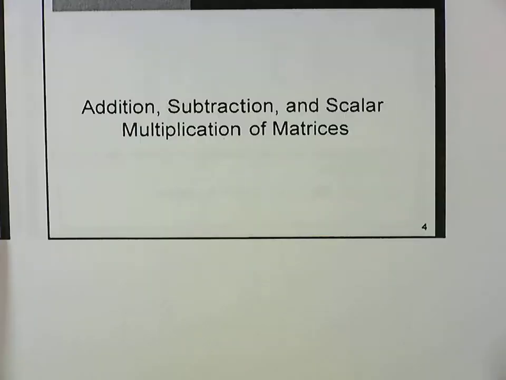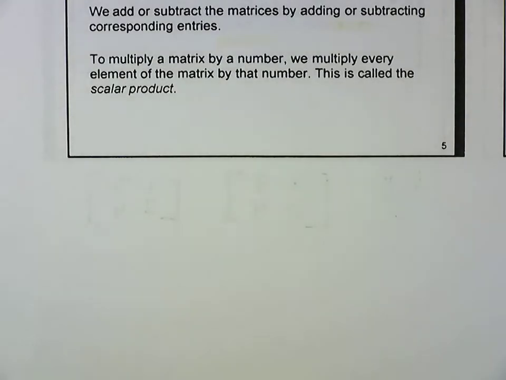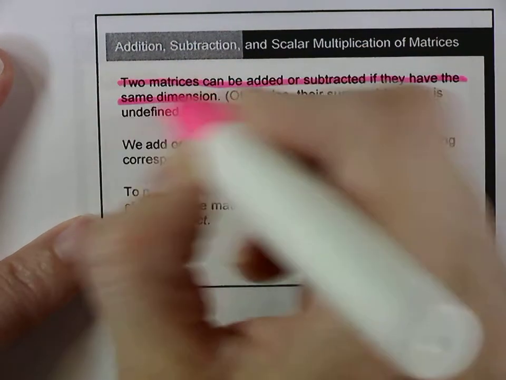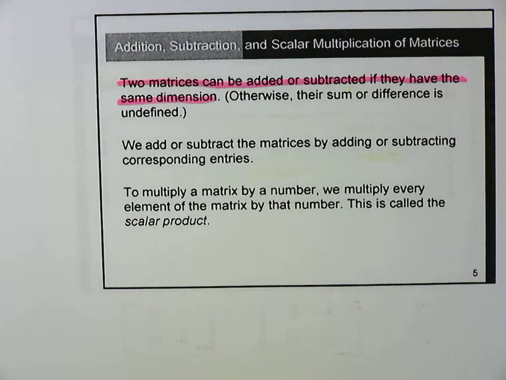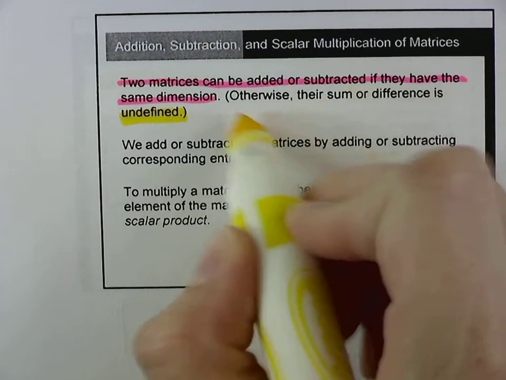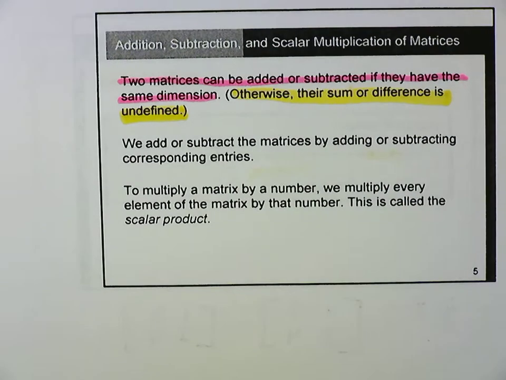All right, so those are equal matrices. The next thing we're going to talk about are addition, subtraction, and scalar multiplication. If it's scalar multiplication, what does that mean? Yeah, you're multiplying by a constant. Good. So you can add or subtract two matrices if they have the same dimension. If they don't have the same dimension, then their sum or difference would be undefined.